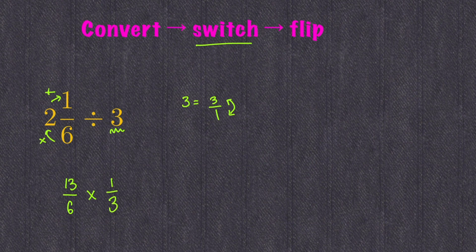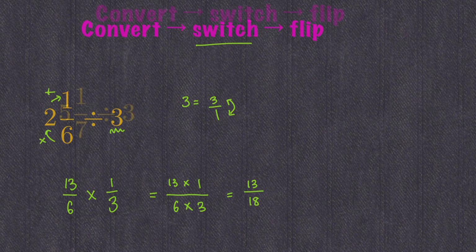And so timesing by 1 over 3, we now have two fractions and we're timesing them. To do that, we simply need to times the numerator by numerator and denominator by denominator and calculate. So 13 times 1 gives us 13, and 6 times 3 gives us 18. And so the final answer for this question is 13 over 18.